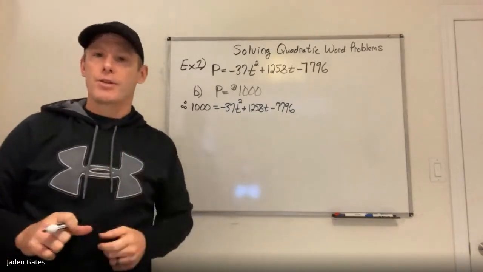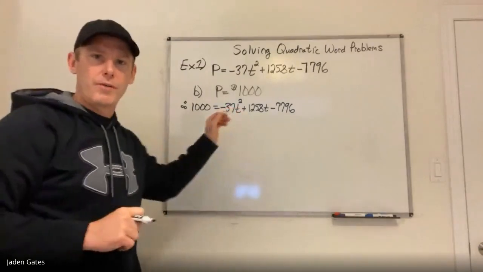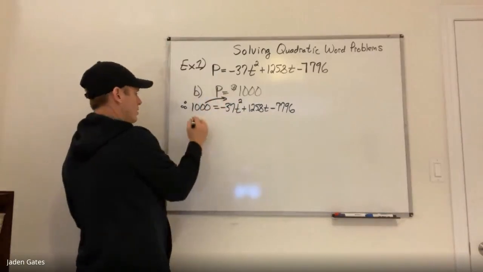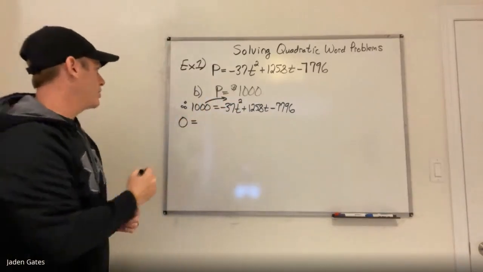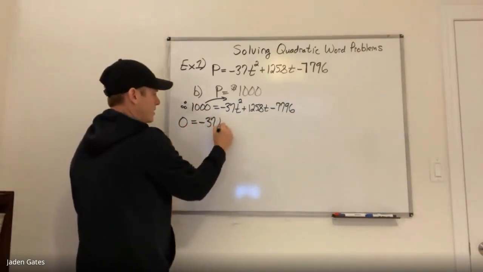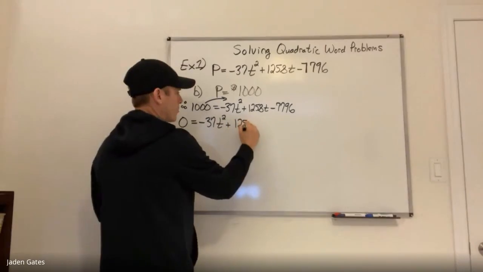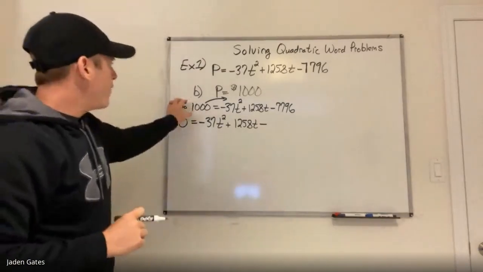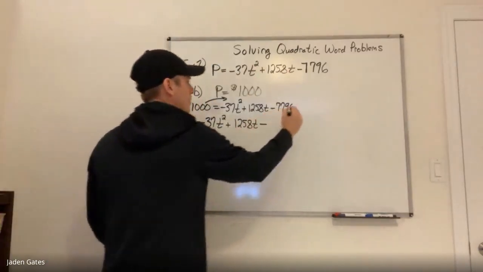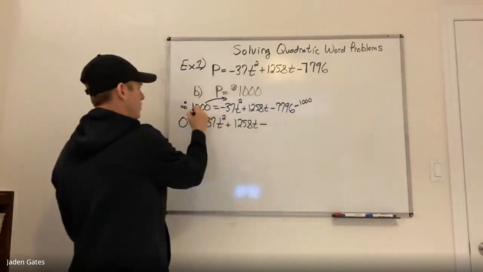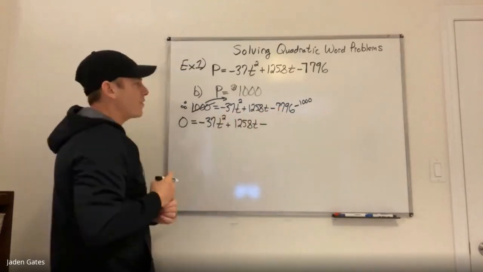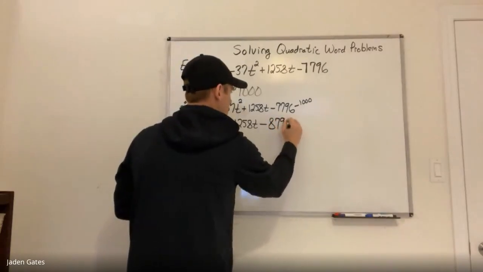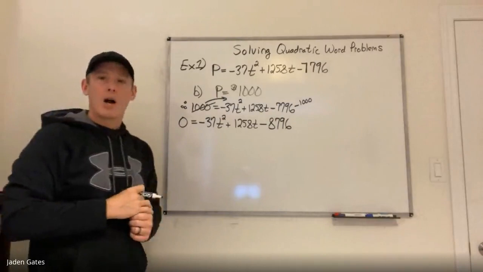I want to solve it, and it's in standard form, which means I got to have a zero on one side of the equation. So I'm going to move that 1,000 over to the other side. All right, so there's my zero on the one side of my equation. I've got that minus 37 T squared plus 1258 T, so I'm just rewriting that. Now, I'm going to skip a step here because I'm going to need the room on my whiteboard. If I'm moving 1,000 over, it's going to become minus 1,000, right? So cross that out. So instead of minus 7,796, I'm going to have minus 8,796.